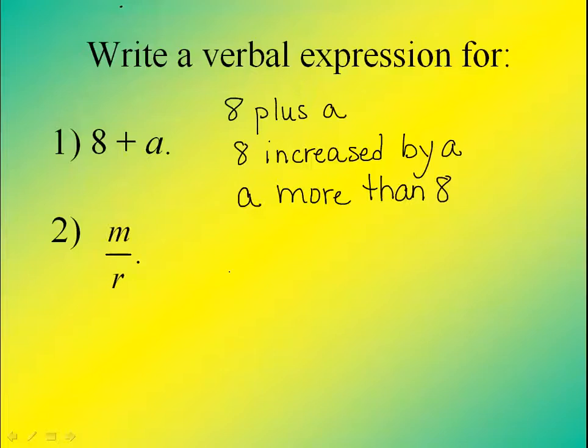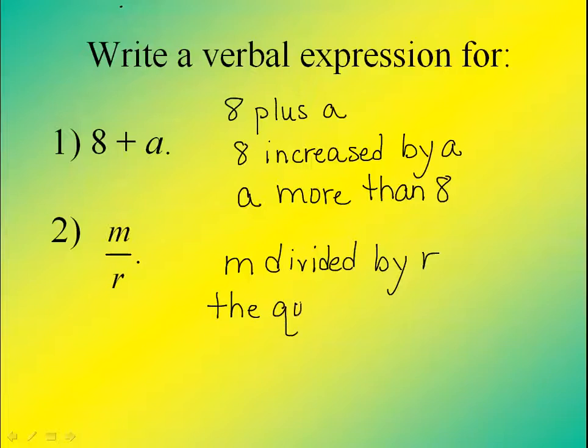For the second problem, we have m over r. Remember, this means to divide, so we could say m divided by r. We could say the quotient of m and r. Now remember, in division, order is important, so we want whatever is on top to be first and whatever is on the bottom to be second.